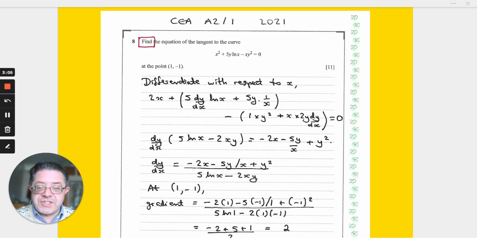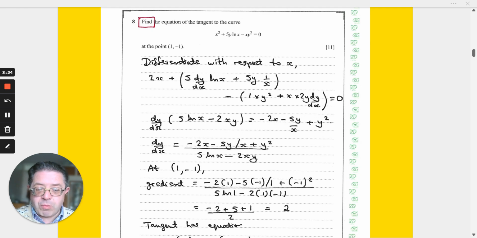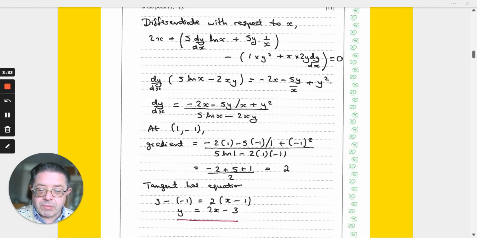So we take all the dy/dx terms to the left and everything else to the right hand side, and I get this expression for dy/dx. In this question we want the tangent to the curve at the point (1, minus 1), so I substitute in x is 1 and y is minus 1 into the formula for dy/dx to get the gradient 2. So I want the line with gradient 2 and through the point (1, minus 1), which is y equals 2x take 3.